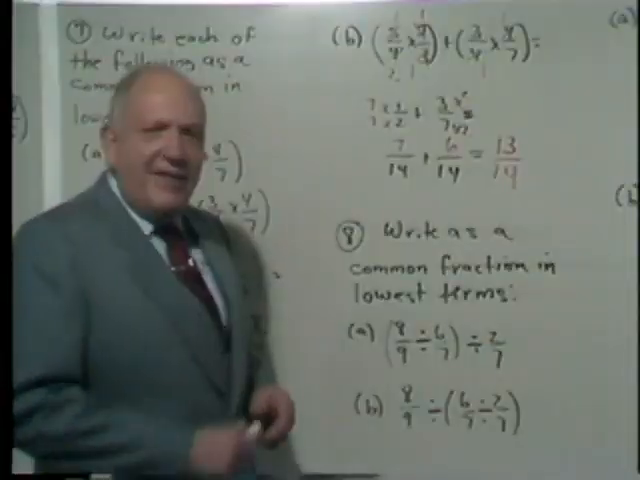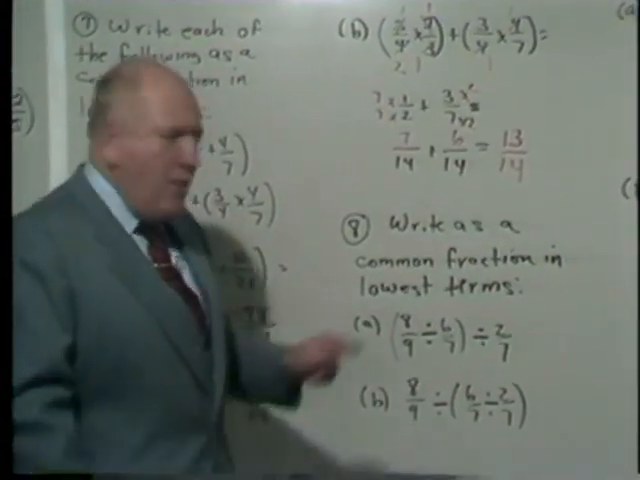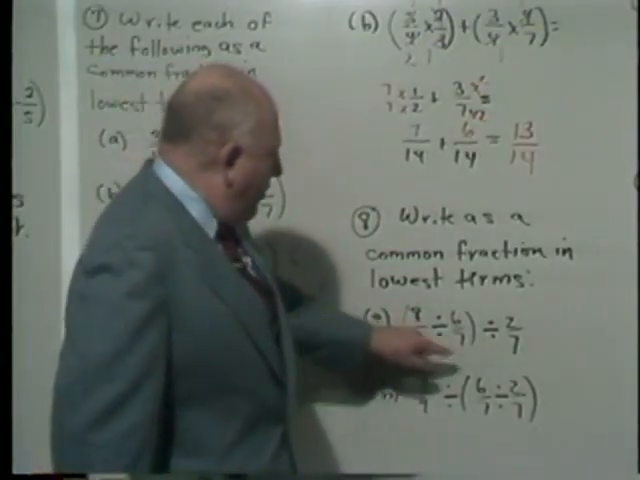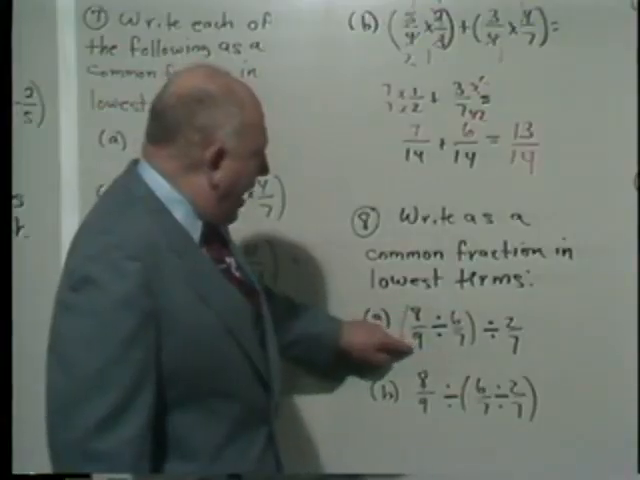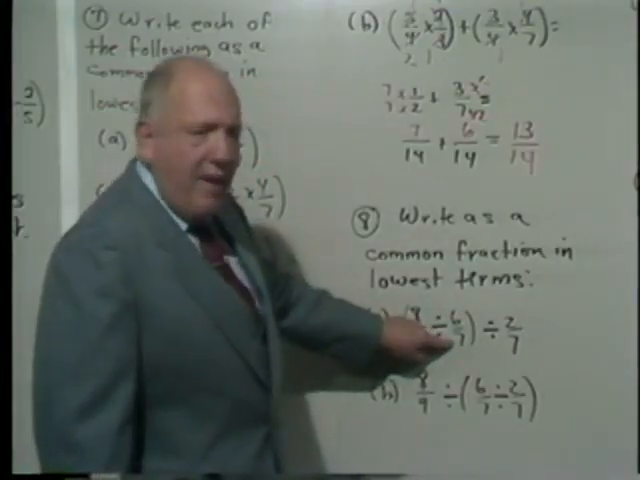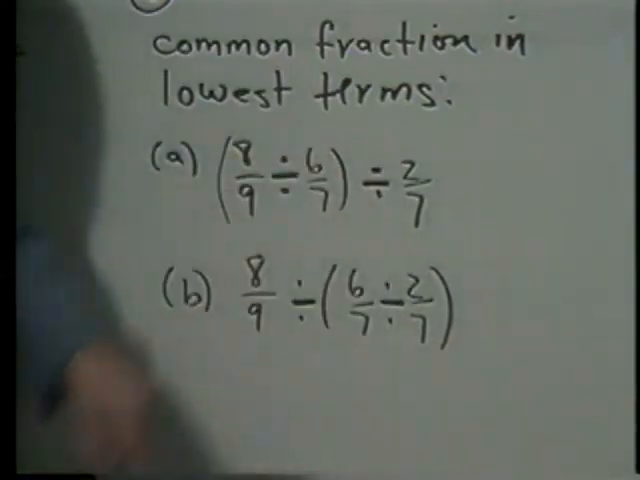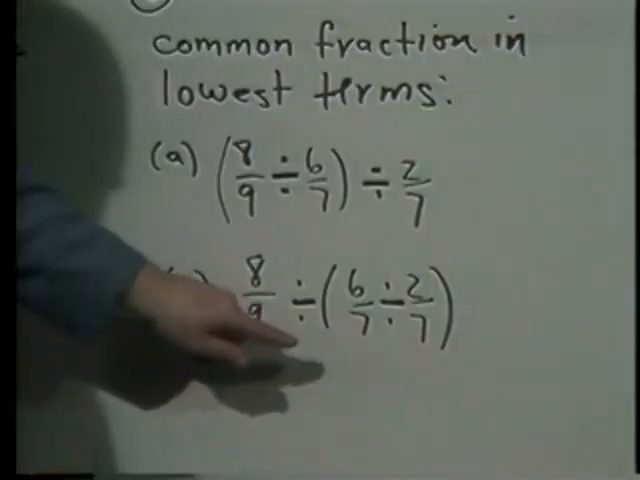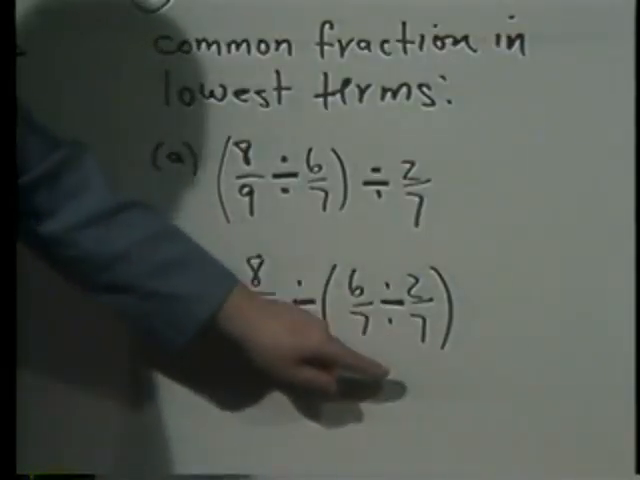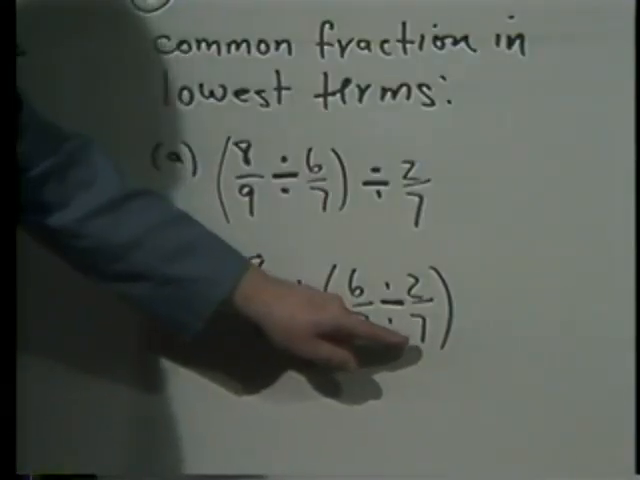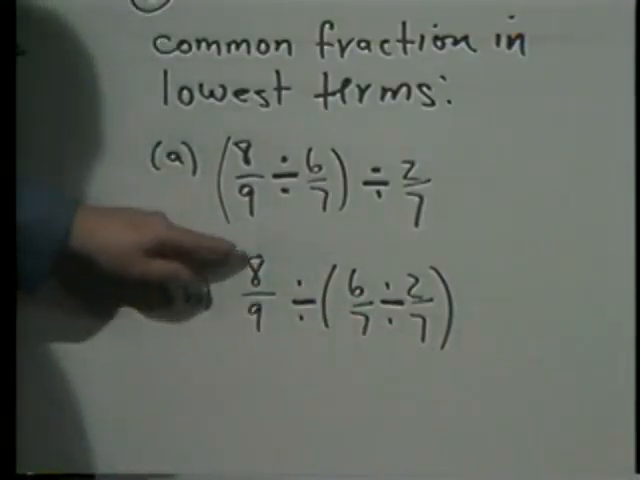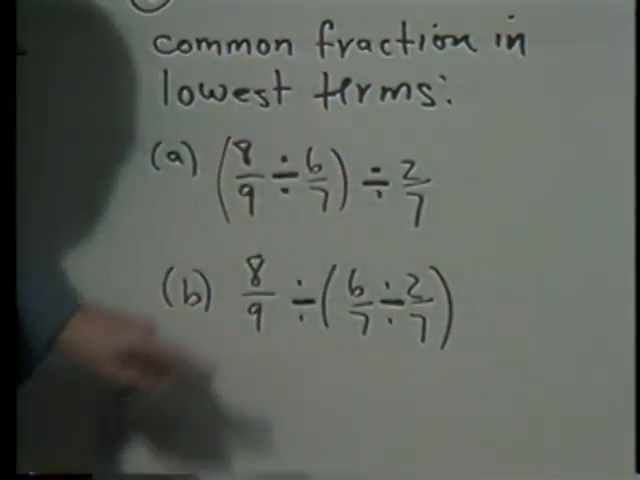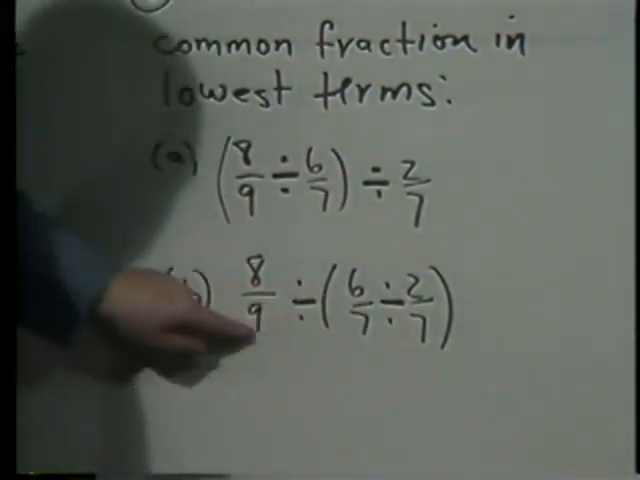As I said that, didn't A and B sound alike? See, what makes this thing different is the parentheses. In part A, the grouping says, look, start with 8 ninths and divide that by 6/7. Then whatever answer you get, divide that answer by 2/7. Part B says, remember, look at the parentheses, divide 6/7 by 2/7, and whatever answer you get, make sure that 8 ninths is divided by that answer. See, here you're going to do this first, then this. In part B, you're first going to do this, then this.